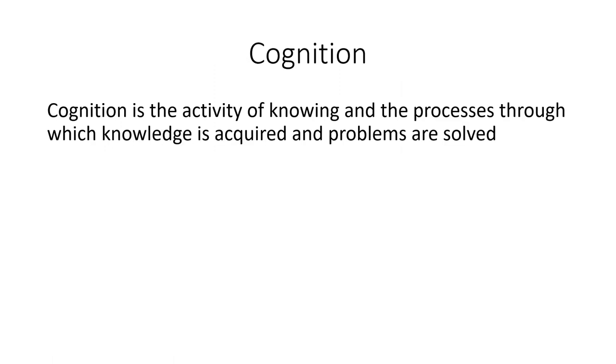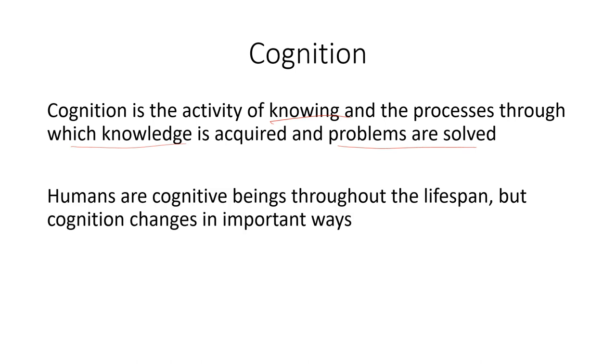So let's first define cognition. Cognition is defined as the activity of knowing and the process through which knowledge is acquired and problems are solved. So knowing, problem solving, and knowledge. Those are the three main components. There's a lot more that goes into cognition than this, but these are our three main components. When we break it down, this is what we're going to look at. And when we're talking about development and cognition, humans are cognitive beings throughout the lifespan, but cognition does change in important ways from early on.